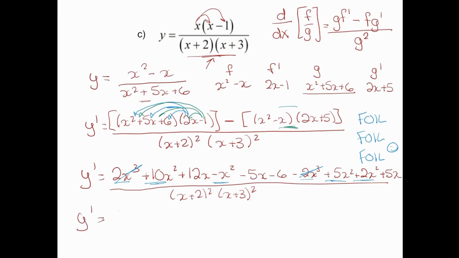So that leaves me with 16x squared. Then I have some x's that I need to figure out. So I've got a 12x, a minus 5x, and a plus 5x. Well, that plus and minus, those eliminate each other. So really what I'm left with there is a plus 12x. And now let's look for any numbers just by themselves. And the only number that I have by itself is this minus 6. So that's going to come there, all over x plus 2 squared, x plus 3 squared.